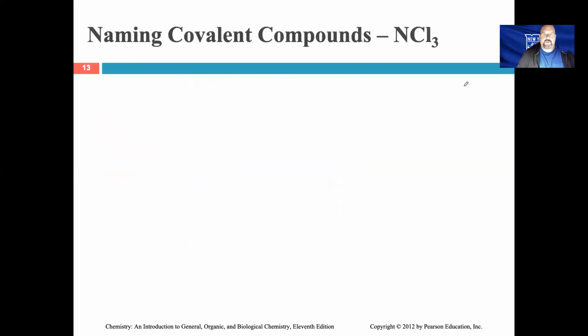Okay, some examples. So naming covalent compounds. First one, NCl3. So the first element is nitrogen. There's one atom of it. And the way I know that is because in the chemical formula, there's no subscript next to the N, so that means 1. And notice that because it's the first element and there's only one of it, I'm not going to use the prefix mono. So it's just nitrogen. And then Cl3, chloride, but because there's 3 of the chlorines, we would write trichloride. And therefore, the name of this covalent compound would be nitrogen trichloride.